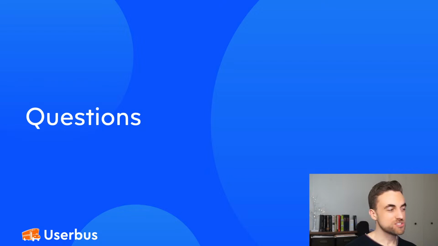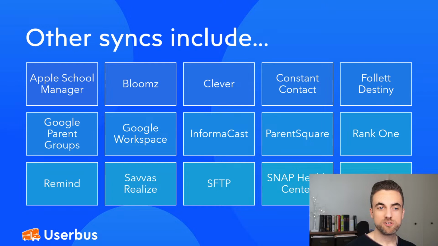But yeah, this is one of our syncs. Our others include the ones on this slide here. We can sync to Apple, to Parent Square, we can create certain types of groups in Google. We also have one that's not on this slide that's been popular lately, our Google Classroom Grade Sync, which syncs assignments and grades from Google Classroom back to Blackbaud.